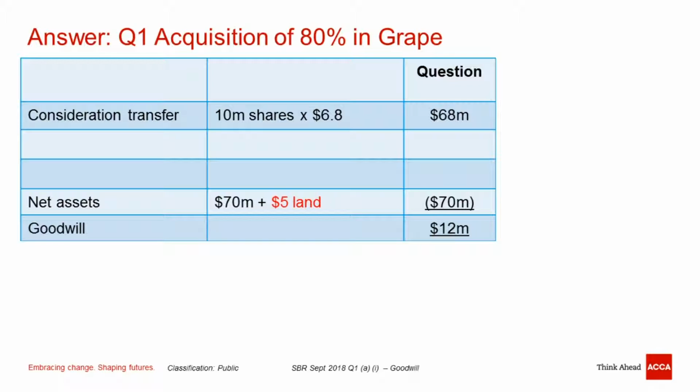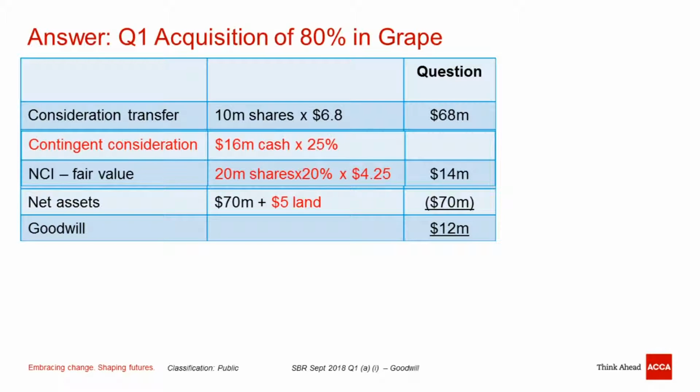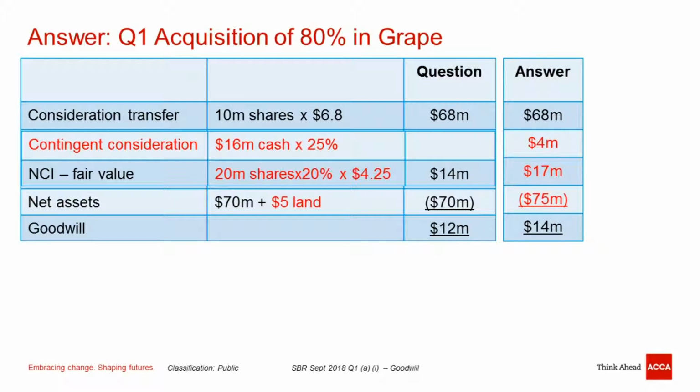So what has been missed? Of course, they missed the contingent consideration, the CC, which in this case is 4 million. And at the same time, the NCI is not stated at fair value. It should be 70 million instead of 40 million. And the net assets have to increase by 5 million. So the total net assets should be 75 instead of 70. The red numbers are the areas that you have to calculate yourself.